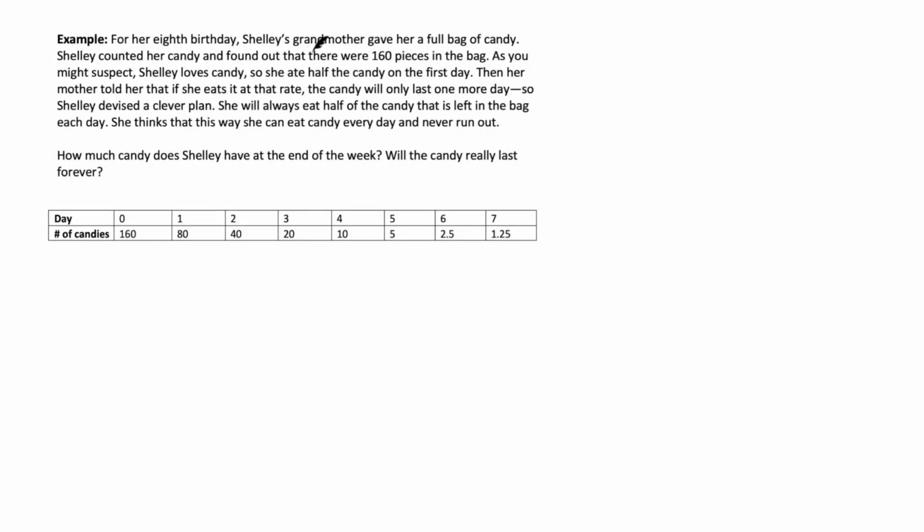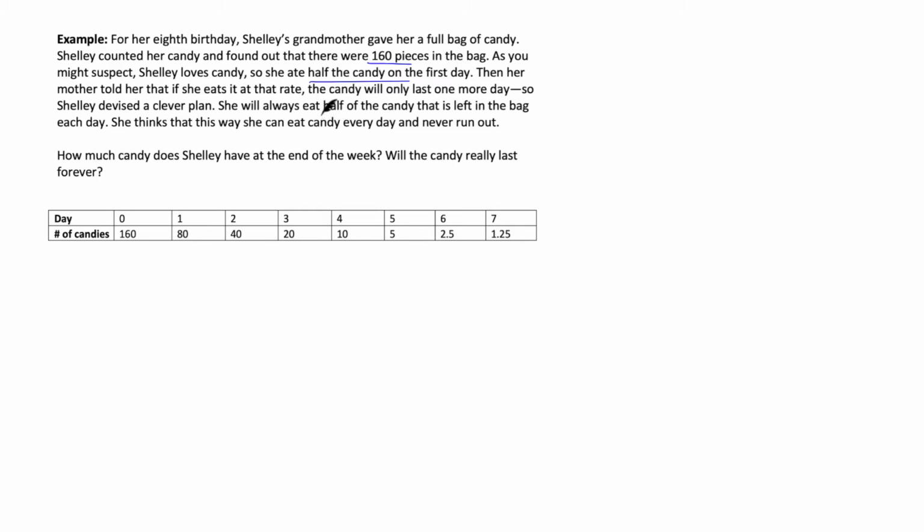For her 8th birthday, Shelly's grandmother gave her a full bag of candy. Shelly counted her candy and found out that there were 160 pieces in the bag. This is our initial count. This is the value of A. As you might suspect, Shelly loves candy, so she ate half the candy on the first day. It's definitely a decreasing function. Then her mother told her that if she eats it at that rate, the candy will only last one more day. So Shelly devised a clever plan.